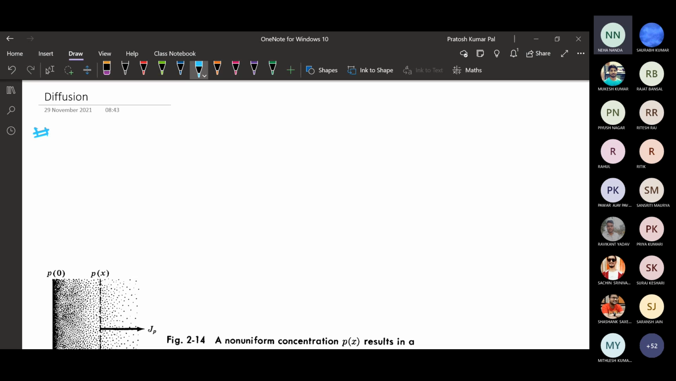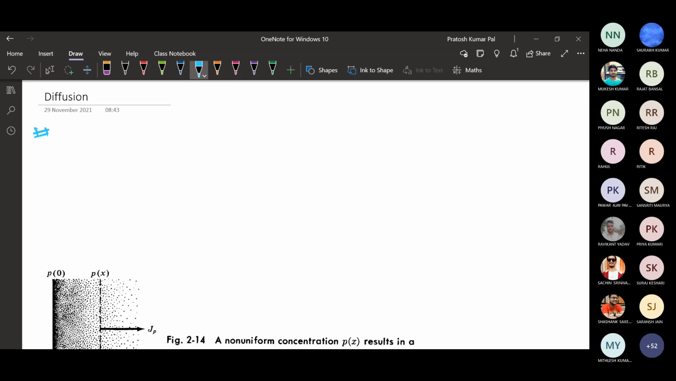It will be such that whenever the charge carrier concentration difference is there with respect to distance inside a semiconductor material. So if charge carrier concentration is different at different places, then because of this difference in charge carrier concentration, there is a movement of charge carriers from high concentration to low concentration.